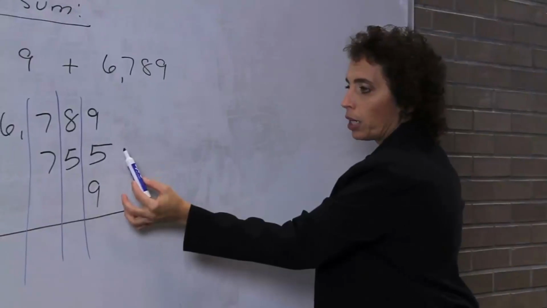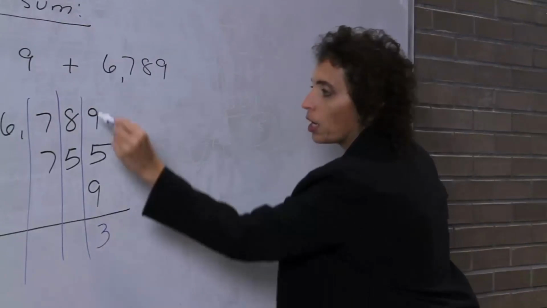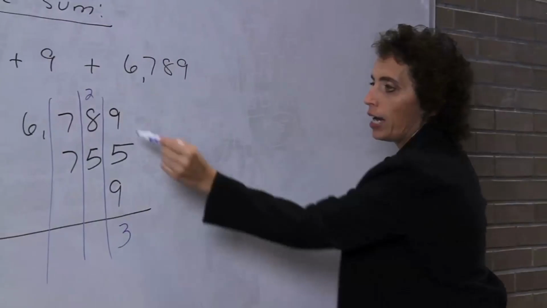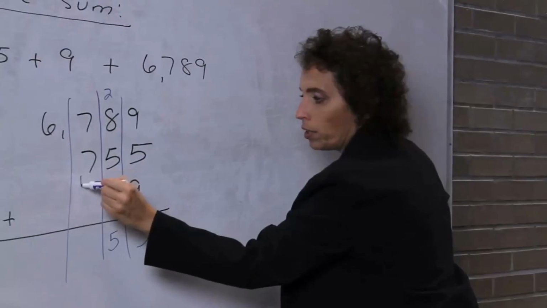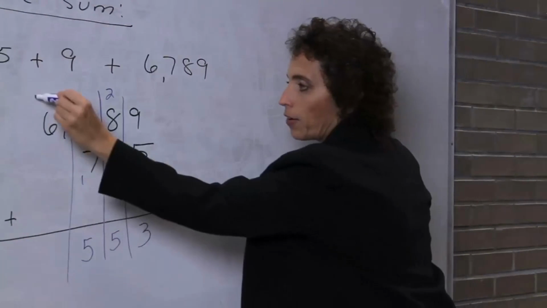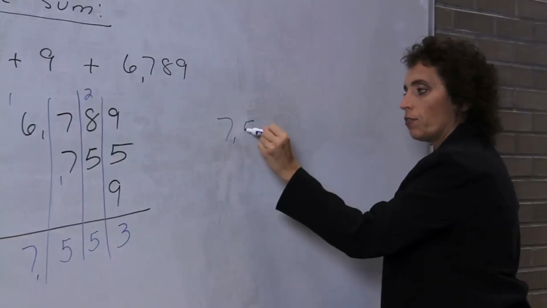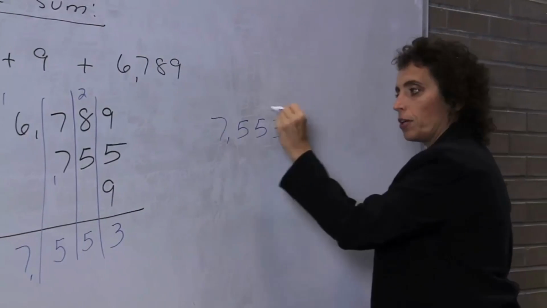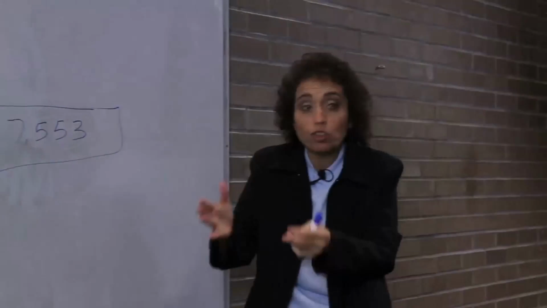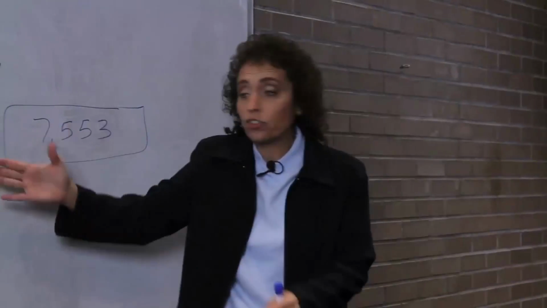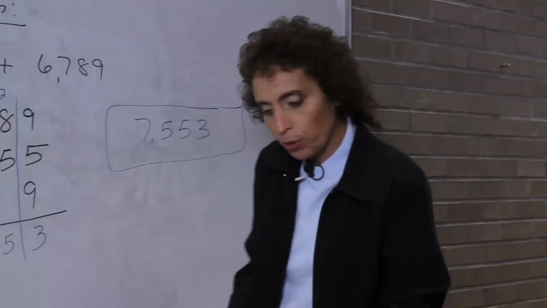And now we're going to add these. So 9 plus 5 is 14, plus 9 is 23. We're going to carry that 2. 8 plus 2 is 10, plus 5 is 15. We're going to carry that 1. We get 15. We're going to carry that 1. We get 7. So our answer is 7,553. Now again, I'm not really teaching you how to add. I'm assuming you know how to add. I'm just giving you other ways to maybe make some of this a little easier for you. Okay, so that's one thing you can do.